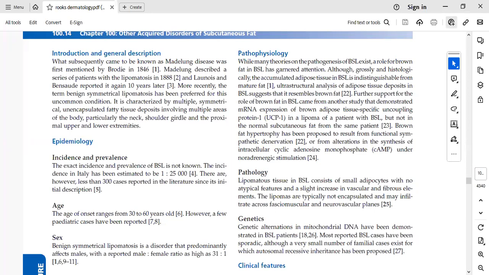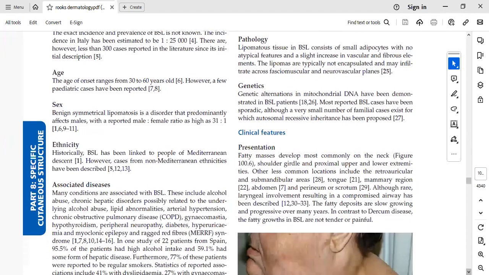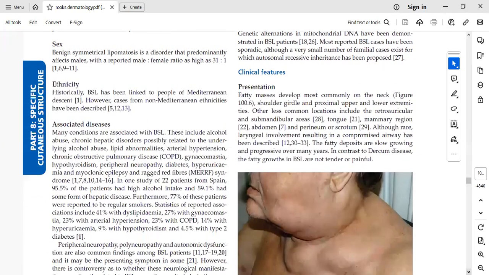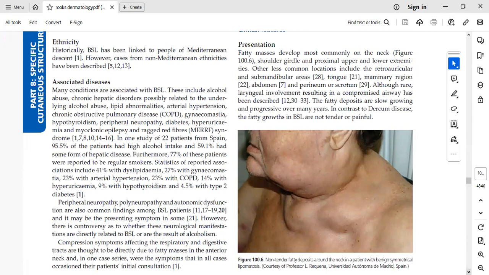The most common is alcohol abuse 95.5%, smoking 77%, chronic hepatic disorders possibly related to the underlying alcohol abuse 59.1%, lipid abnormalities 41%, gynecomastia 27%, arterial hypertension 23%, COPD 23%, hypothyroidism 9%, and type 2 diabetes 4 to 5%.